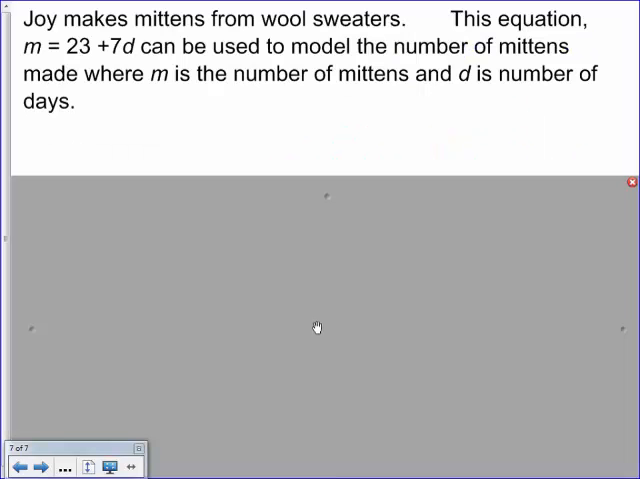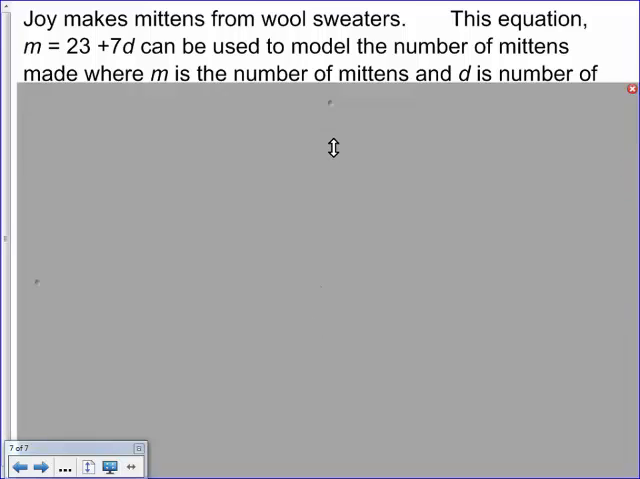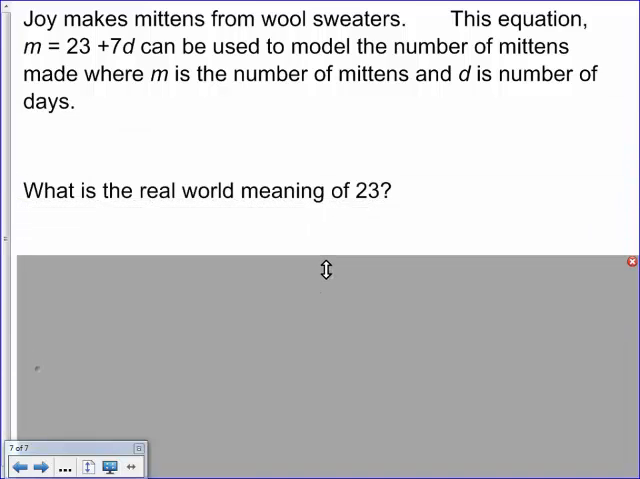And let's do one other situation without time and distance, using some different variables, because you can. It doesn't have to be y and x, but we usually like that so we can graph it. So in this case, Joy makes mittens from wool sweaters. This equation, m equals 23 plus 7d, can be used to model the number of mittens made, where m is the number of mittens and d is the number of days. Let's talk about what everything means here. So first of all, what is the real world meaning of this 23? Well, that 23 is our start. So what does that mean? 23 what? Let's break this down.